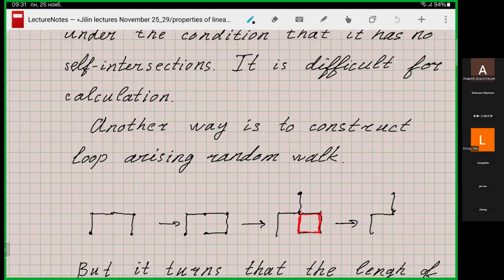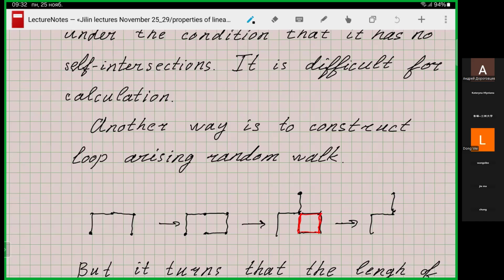Suppose that loops will arise, which we obtain when we have points of self-intersection. Exactly as I draw. When we have the loop, which is marked by red, we just erase this loop. In this way, we get, of course, a trajectory which has no self-intersection, but what happened?